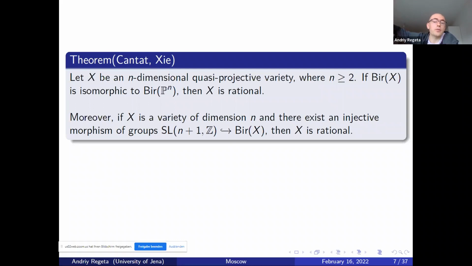Then X is birationally equivalent to Pn. So now, of course, since Bir(Pn) contains a copy of SL(n+1, Z), then Bir(X) also contains a copy of SL(n+1, Z). And by this statement, we get that X is rational, that X is birationally equivalent to Pn.